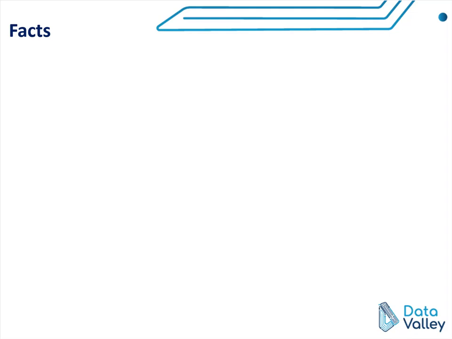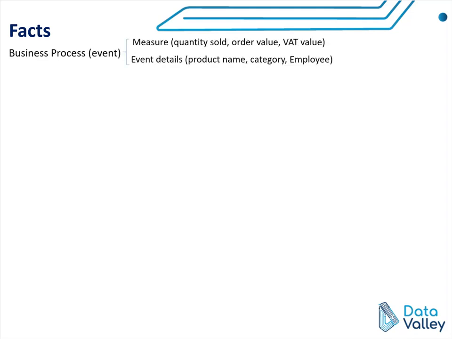Let's now talk about facts. As we mentioned before, any business process or any event has two sides. The measure side, which is the actual measures or actual KPIs, like quantity sold, order value, VAT value, and so on, and event details or business process details, like the product name, category, or employee, or customer information.